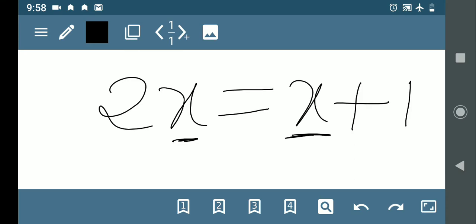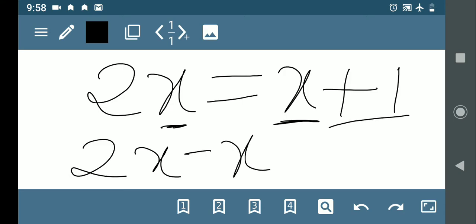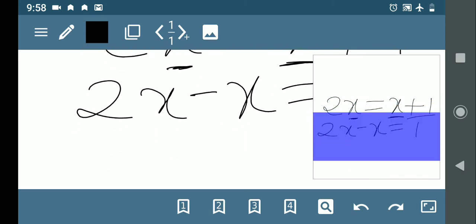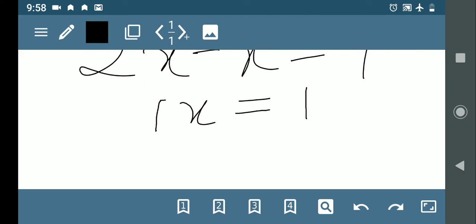So to solve this, what can we do? We have to take all the variables on one side. That might be LHS, that might be RHS, like 2x. So you have x in the RHS. If you take it to LHS, it becomes minus x. So what is left here? 1. So 2x minus x is 1x is equal to 1. That is x is equal to 1. So this is how we have to solve the variables on both the sides.